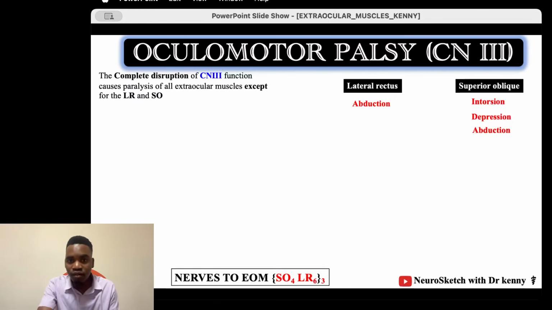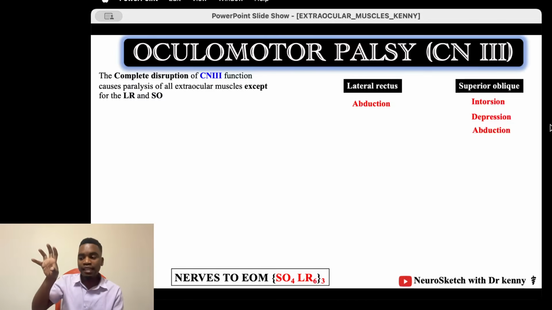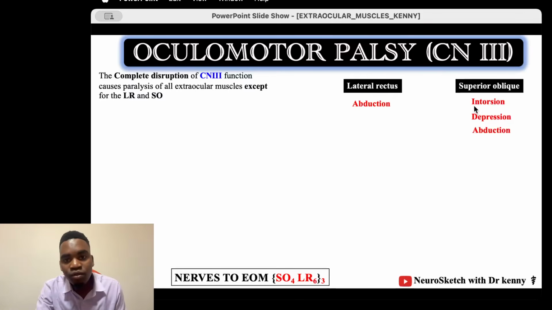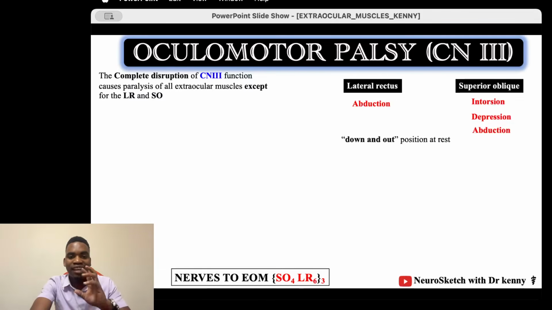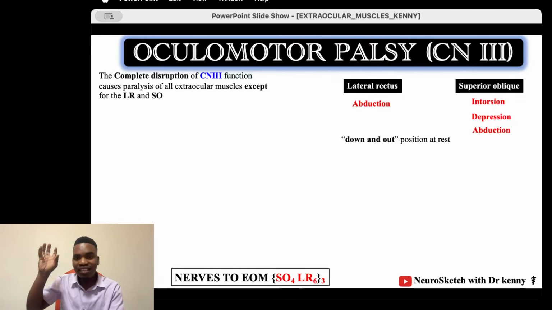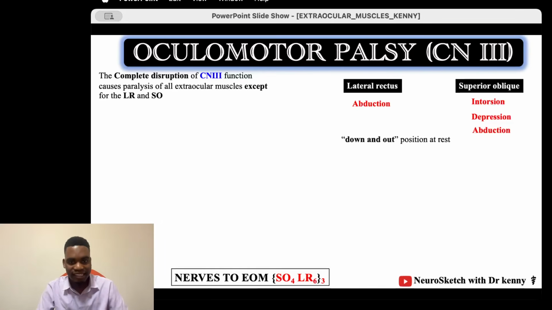And then what happens as well? What does the superior oblique muscle do? It depresses the eyeball. So the eyeball will be abducted and depressed. But also, because the superior oblique muscle does intorsion as well, the globe will be depressed, abducted, and medially rotated. And this is what happens in oculomotor palsy. And this gives the impression of a down and out position of the eye at rest.